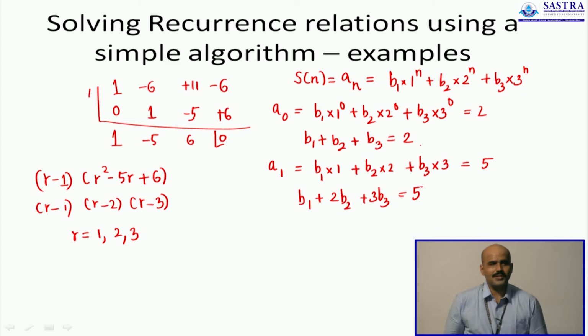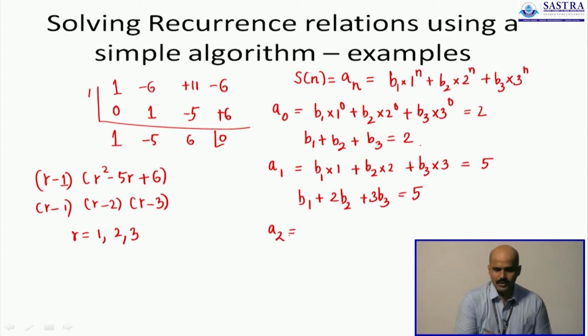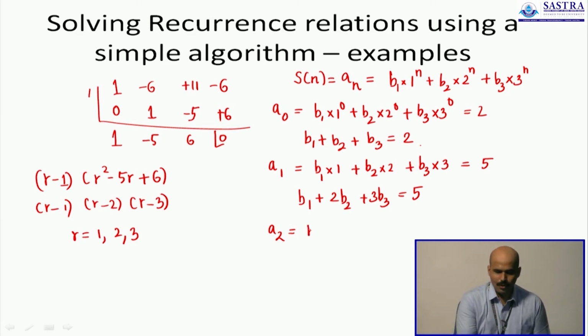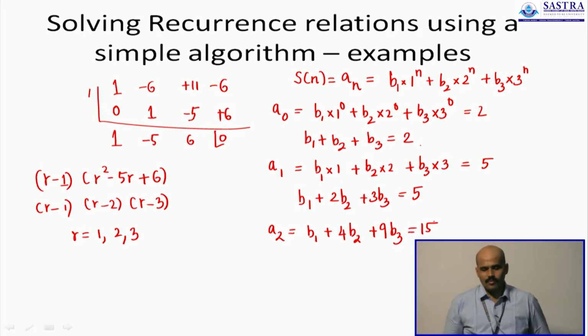The last part says a2 is 15. So a2 is all these numbers raised to the second power. So b1 times 1 squared plus b2 times 2 squared plus b3 times 3 squared, all of them add up to give us 15. So our task is to solve these 3 equations. I will write them down again on the next screen and we will solve them.